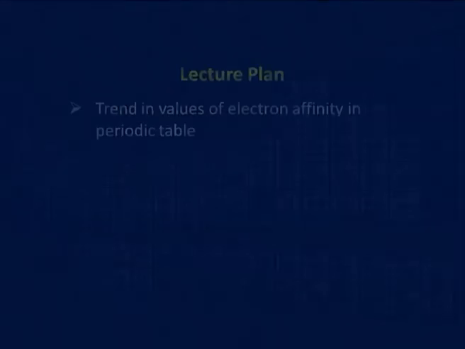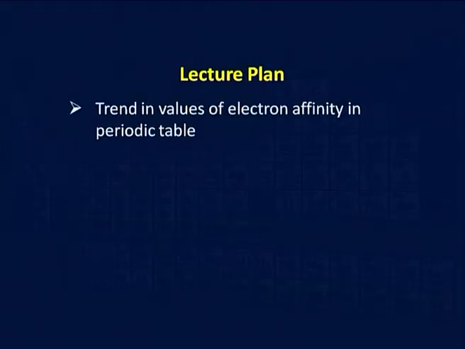In earlier episodes, we learned about the atomic size, ionization energy and electron affinity. In the electron affinity, we learned what electron affinity is and how it is affected in the periodic table, and what are the factors which affect the value of electron affinity. In this present episode, we will learn about the trends in values of electron affinity in the periodic table.